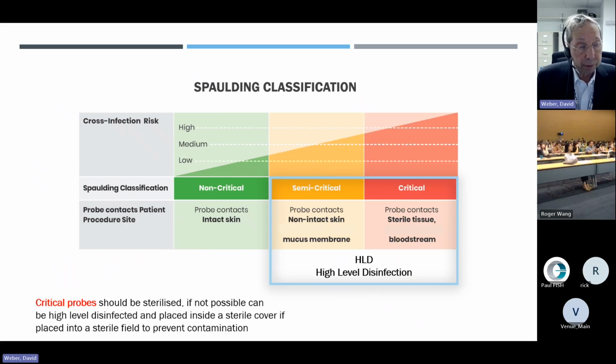Some of the probes that are used cannot withstand sterilization using steam, and they don't have a validated method for sterilization using gases or other means. In those cases, they should be at a minimum high-level disinfected and placed inside a sterile cover if placed into a sterile field to prevent contamination. But ideally, if they're entering sterile body tissues, such as a surgical site, they would be sterilized between uses.